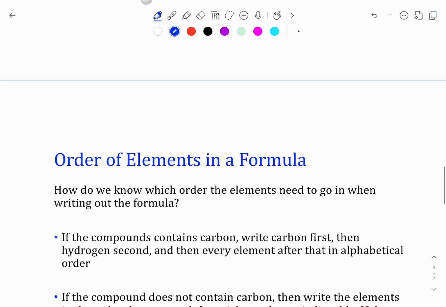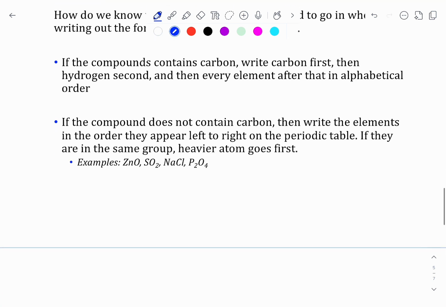Let's look at our next rule. So if the compound does not contain carbon, then we are going to write the elements in the order that they appear left to right on the periodic table. If they're in the same group, the heavier atom will go first. So we have some examples here. We have zinc oxide, ZnO, we have SO2, NaCl, and P2O4.